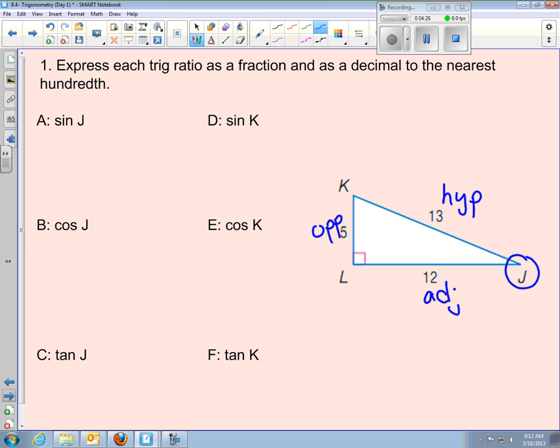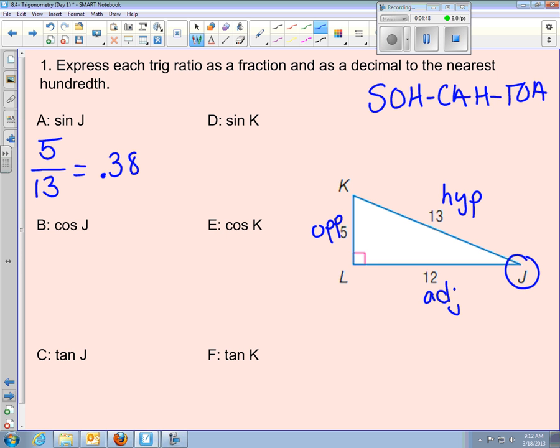All right, sine. Remember SOHCAHTOA: opposite over hypotenuse. So our opposite is 5 and our hypotenuse is 13. If we make that a decimal, 5 divided by 13, rounded to the nearest hundredth, we get 0.38.